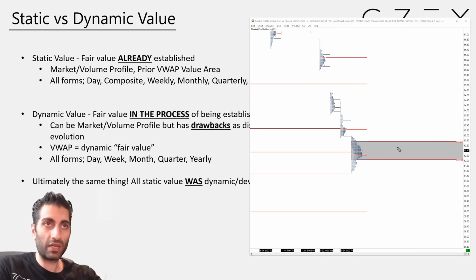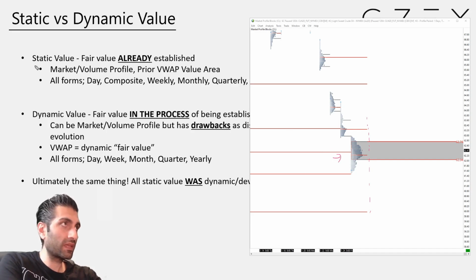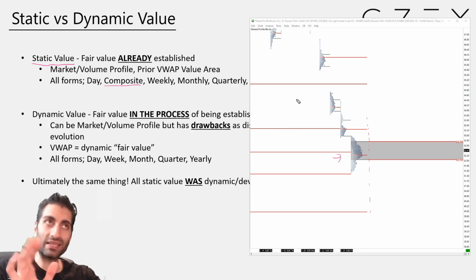So we've had the market balancing in this area. We come in to the next day. Would you agree? This is going to go into my static value hypothesis, all right? It's a composite, okay? But at the same time, just technically speaking, can you see that's static value? Is that going to change? Is that moving? No, it's not.